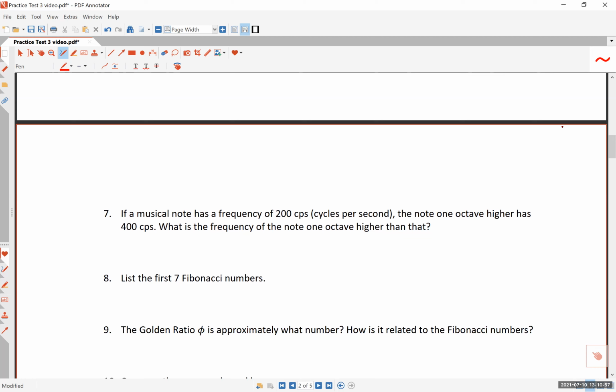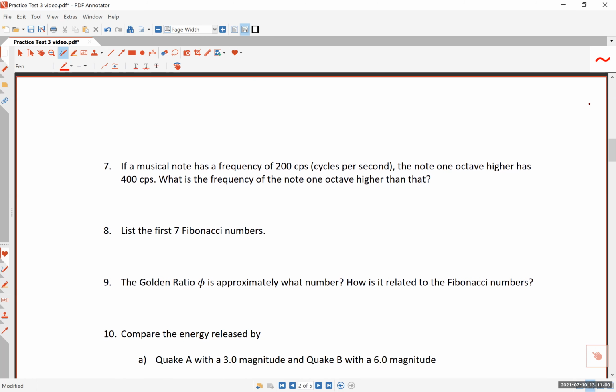All right, number 7. If a musical note has a frequency of 200 cycles per second, the note 1 octave higher has 400 CPS. Remember, because it doubles, right? What's the frequency of the note 1 octave higher than that? The answer is, of course, 800 CPS. It's doubled from 400, right? Now, many students would respond 600 because it looks like it just increased by 200. 200, 400, the next number should be 600, right?